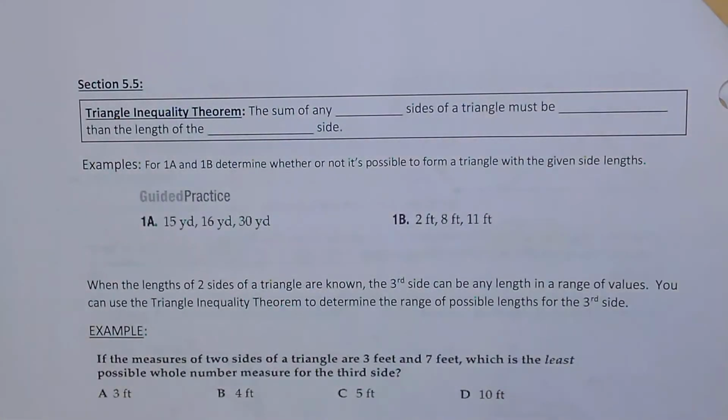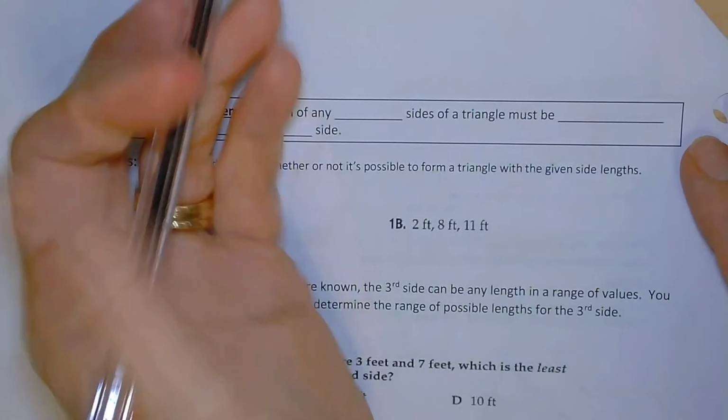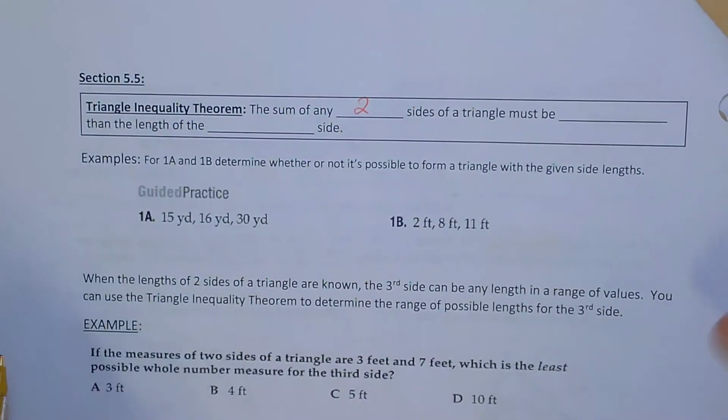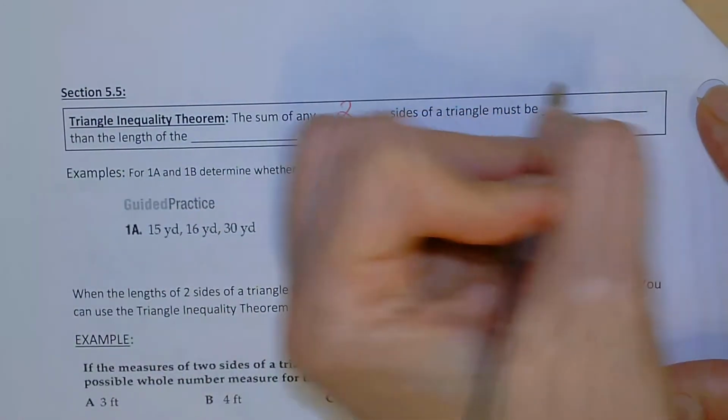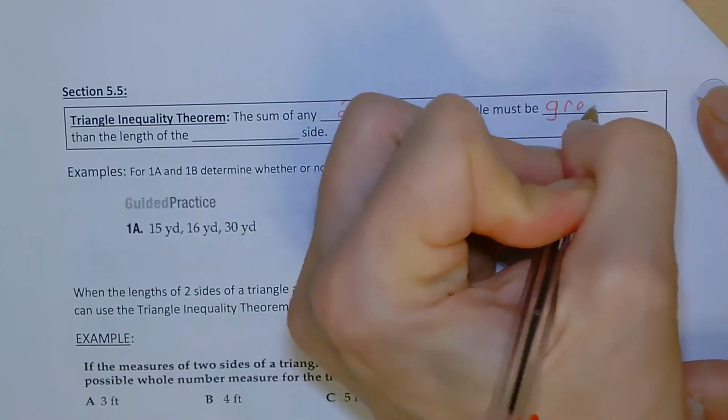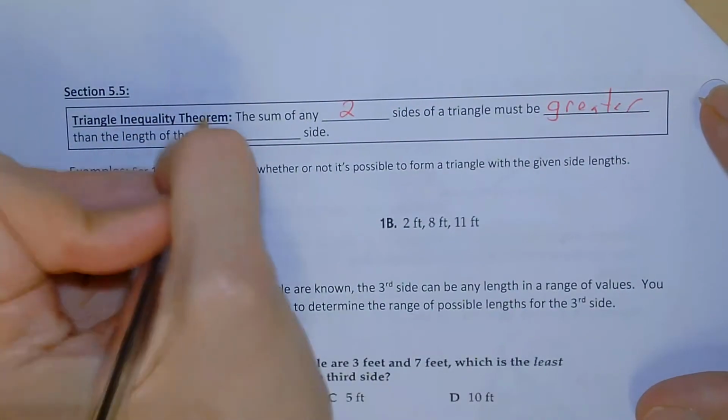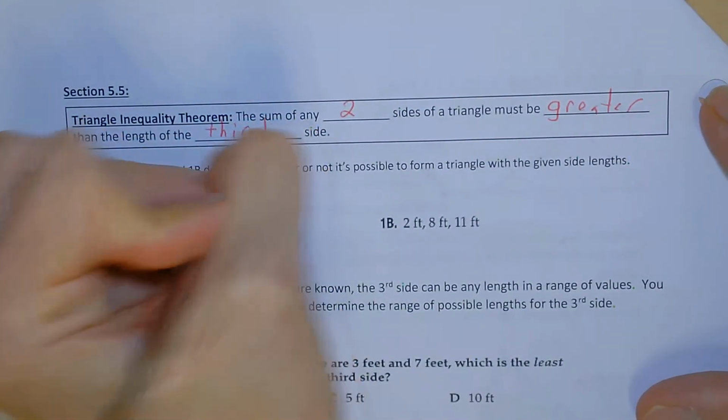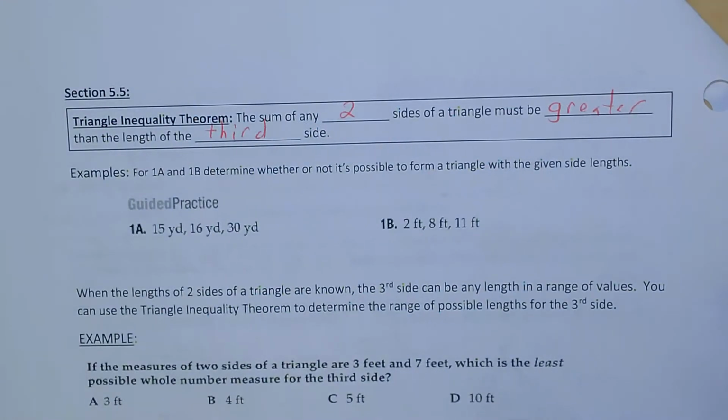This is called the triangle inequality theorem. So we're going to say the sum of any 2 sides of a triangle must be greater than the length of the 3rd side. Not just equal, it has to be greater than.